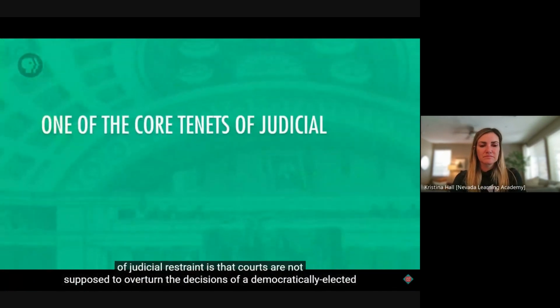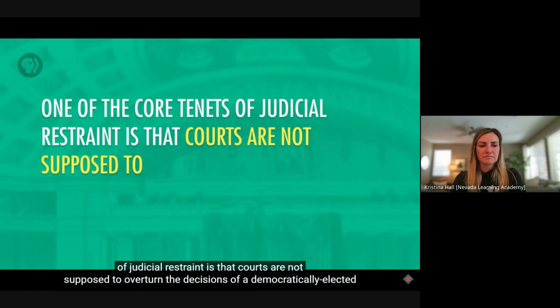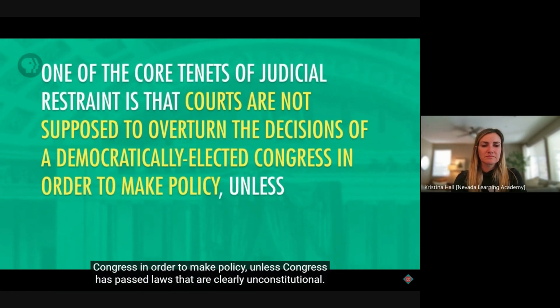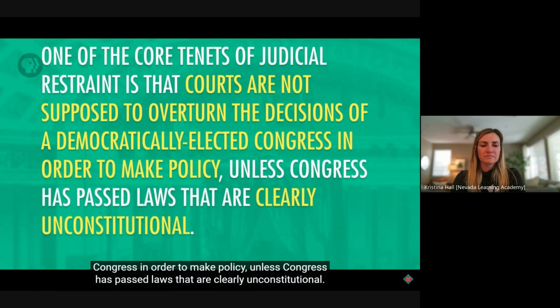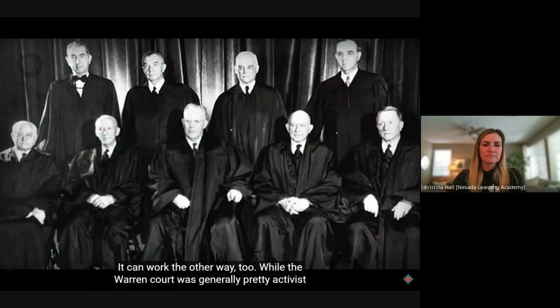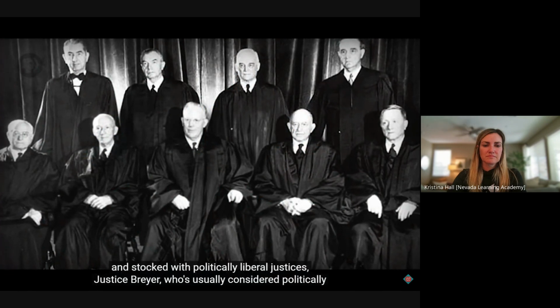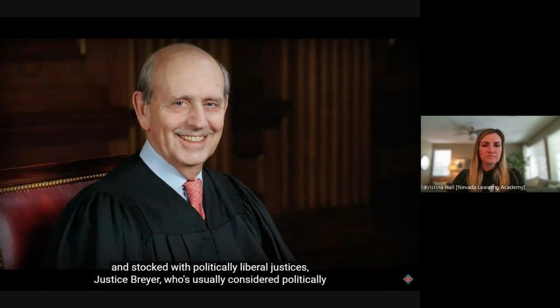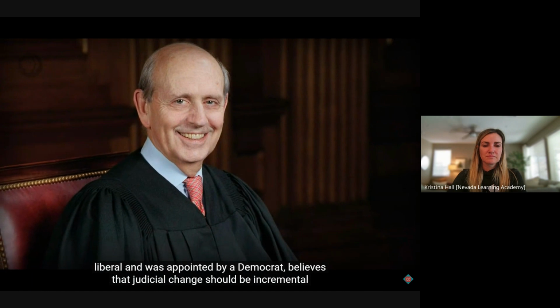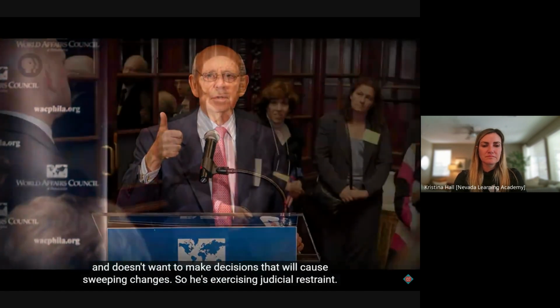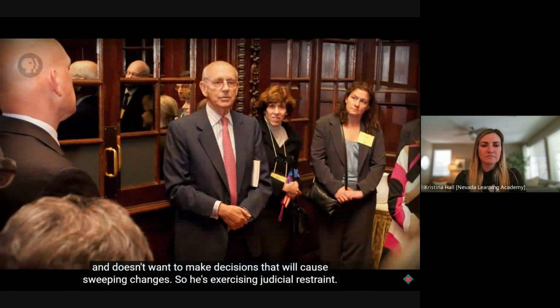One of the core tenets of judicial restraint is that courts are not supposed to overturn the decisions of a democratically elected Congress in order to make policy, unless Congress has passed laws that are clearly unconstitutional. It can work the other way, too. While the Warren Court was generally pretty activist and stocked with politically liberal justices, Justice Breyer, who is usually considered politically liberal and was appointed by a Democrat, believes that judicial change should be incremental and doesn't want to make decisions that will cause sweeping changes. So he's exercising judicial restraint.